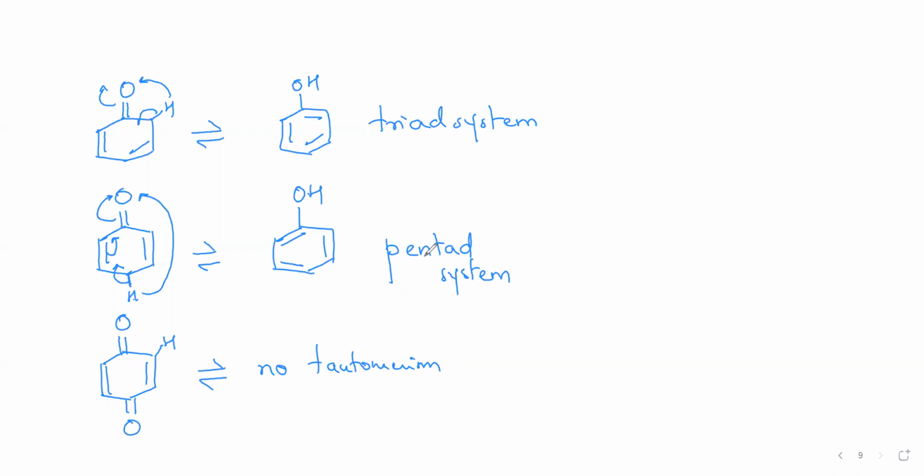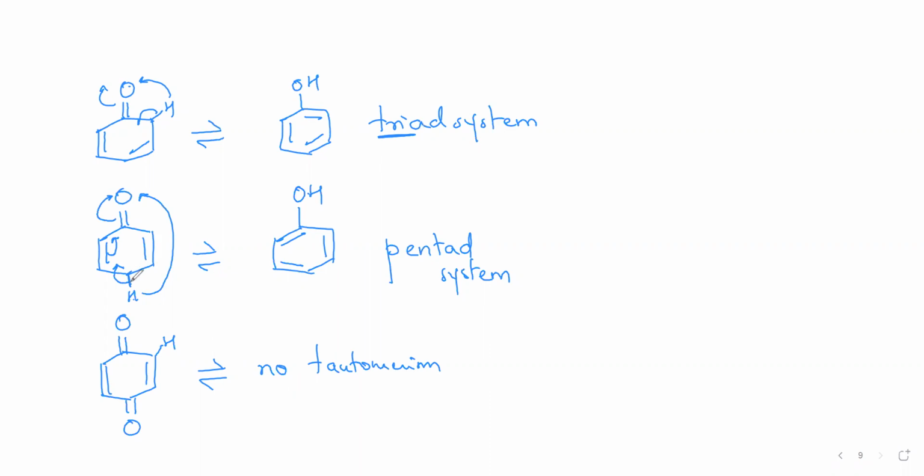The H is migrating from carbon to oxygen. This is the first atom, carbon. First atom, this is the second atom, this is the third atom. So it is going from the first atom, that is carbon, to the third atom, that is oxygen. That is why this is called a triad system.